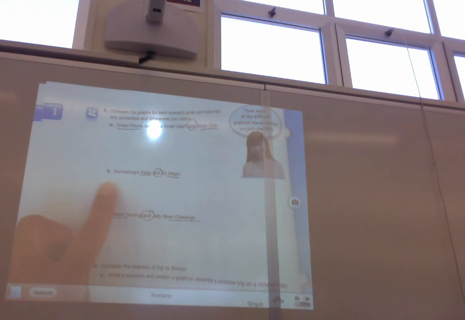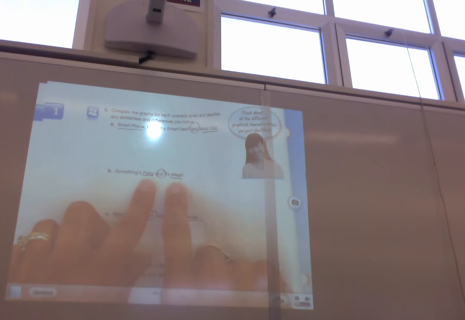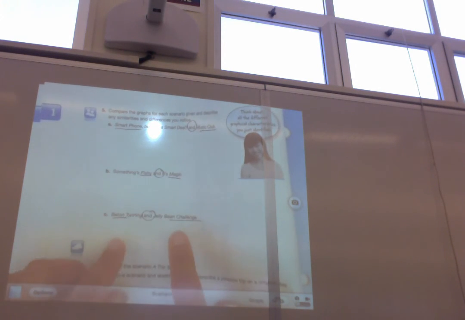These two tables right here, you have B: Something Fishy and It's Magic. And these two tables, you're going to have C: Baton Twirling and Jelly Bean Challenge. All right, so how many minutes? 10? You think it's going to take 10? I think let's go for 5. We tried 4 and that wasn't enough. We're going for 5 minutes. We'll add time if needed.